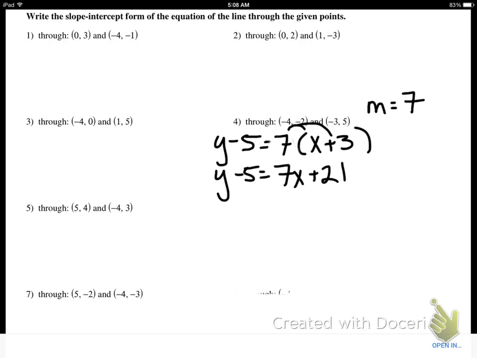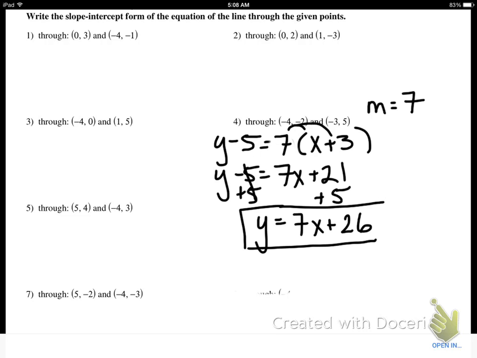Another number that makes sense to me, because remember I said it's going to be pretty high up on the y. And this number by itself, when I combine it with that other number, is going to be my b. So I'm going to add my 5, and this whole thing makes complete sense to me. 7x plus 26. So there is my slope-intercept, and that is what they asked for in the directions.